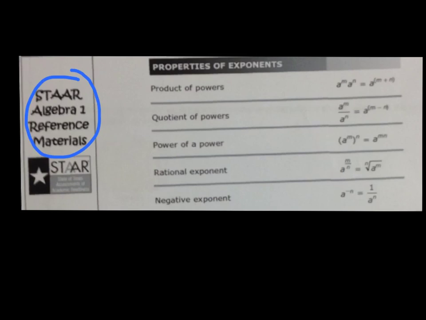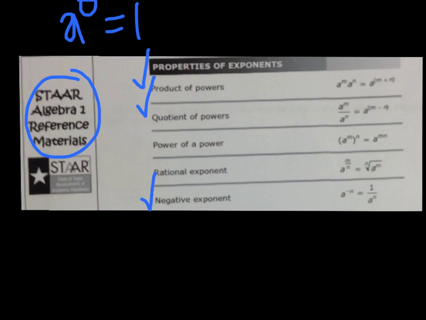And we have already learned 3 of these properties that are on this reference sheet. On Monday or Tuesday in class, you learned the product of powers property, the quotient of powers property, and the negative exponent property. We also learned another property about exponents, but it is not on the reference material. It is one that you just have to know because it's just a basic math fact, and that is that a, in other words, anything, it could be a variable, it could be a number, anything that is raised to the power of 0 is equal to 1.